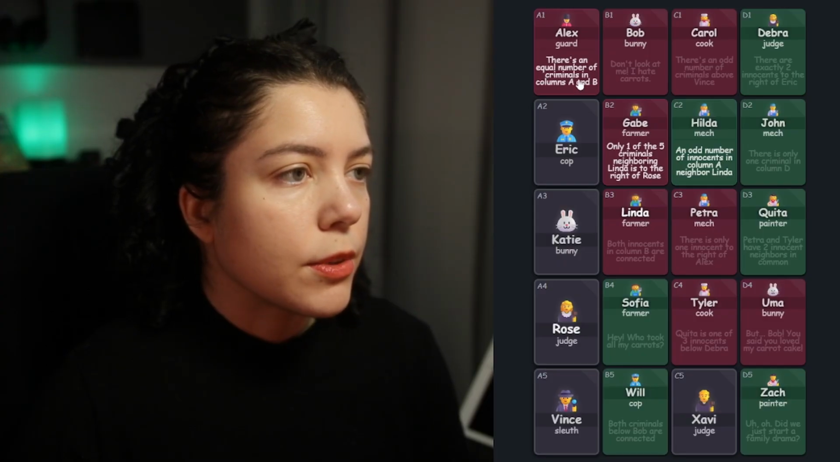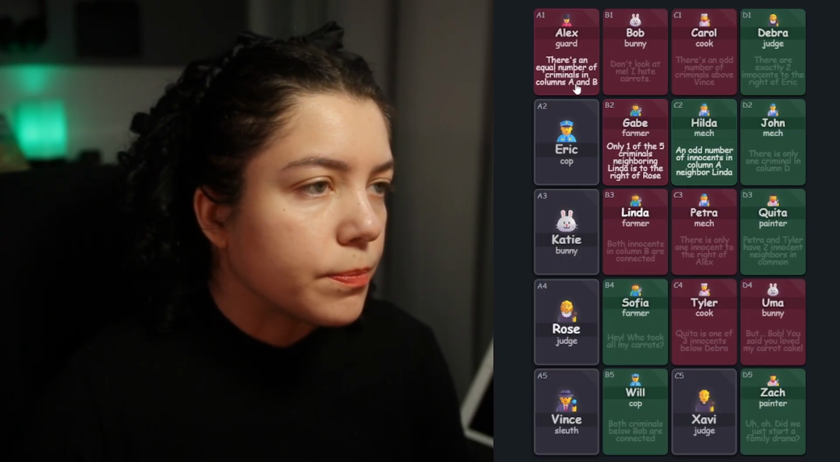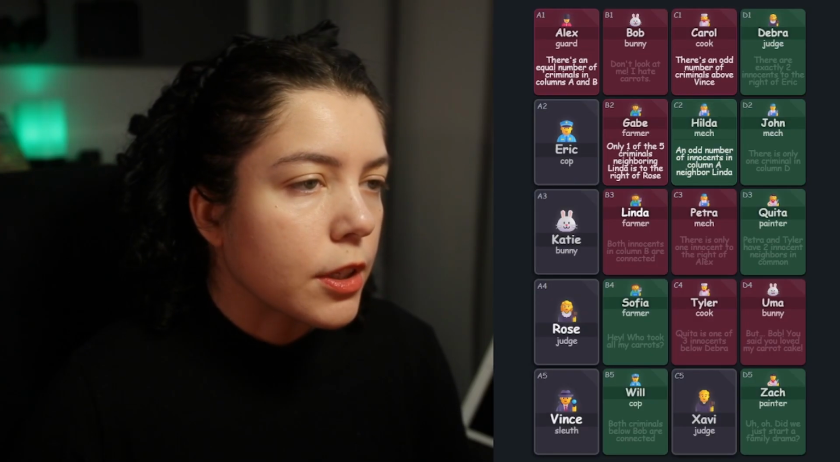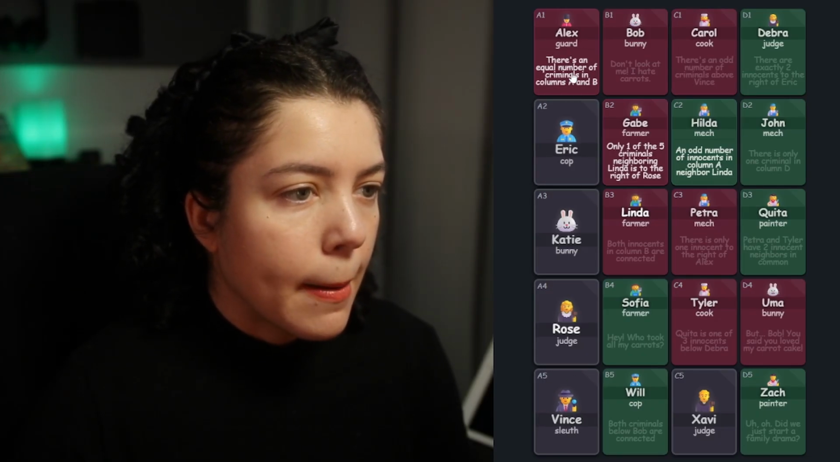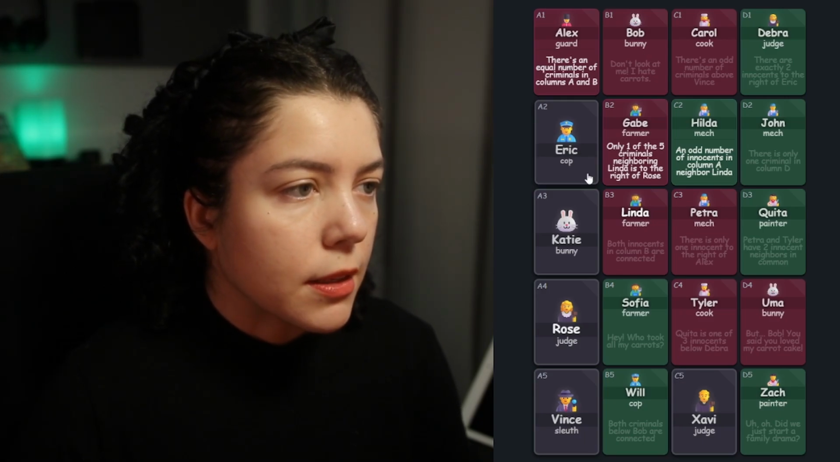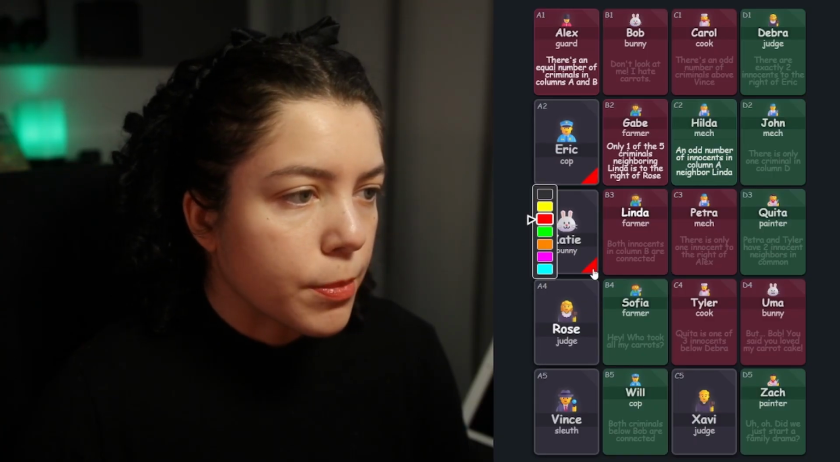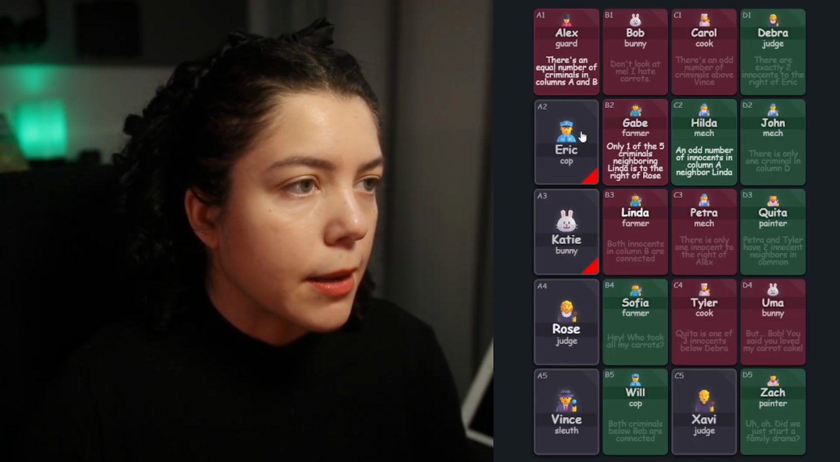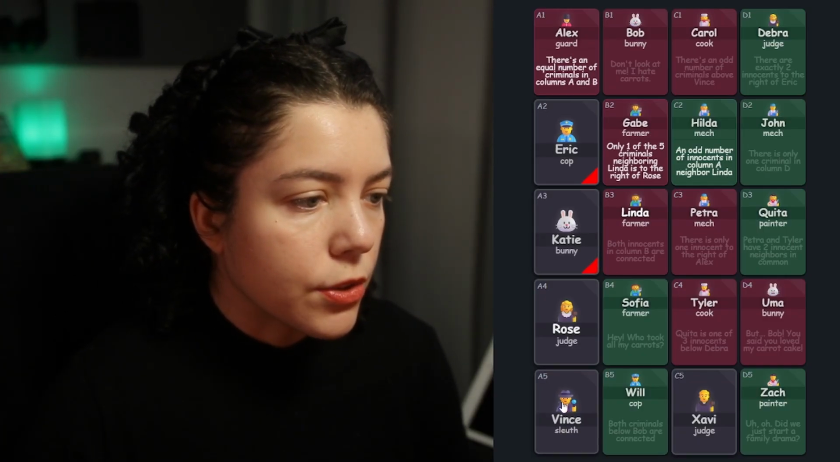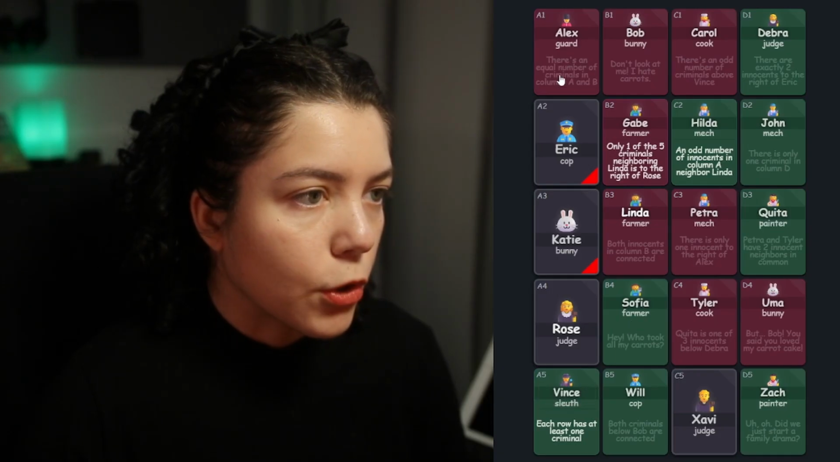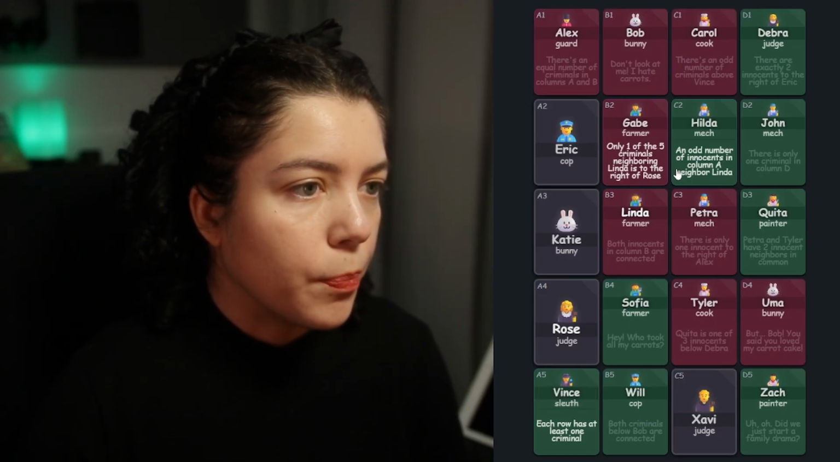Alex now says there's an equal number of criminals in columns A and B. So, what did the clue about the criminals in column A say? It was talking about Vince, people above Vince. So we don't know the total in column A. But we know the total in column B, and that's 3. So that makes, along with the 2 criminals and neighbor Linda and Alex, that makes 3. So we know that our 3 criminals are here, so that makes Vince an innocent. Hope that made sense. The way I explained it was terrible.